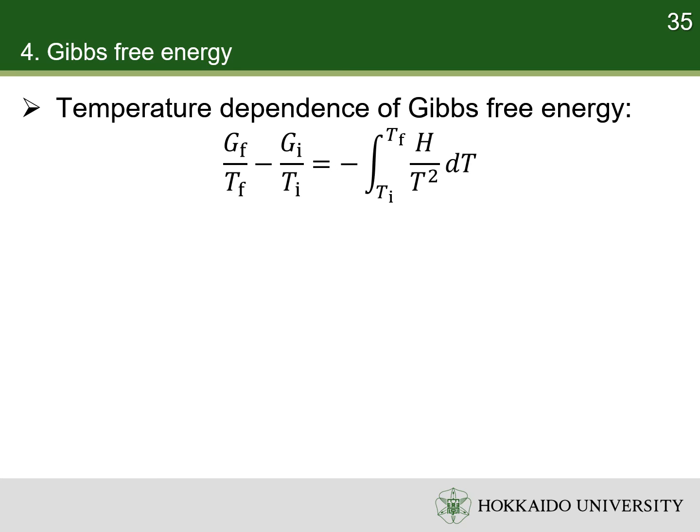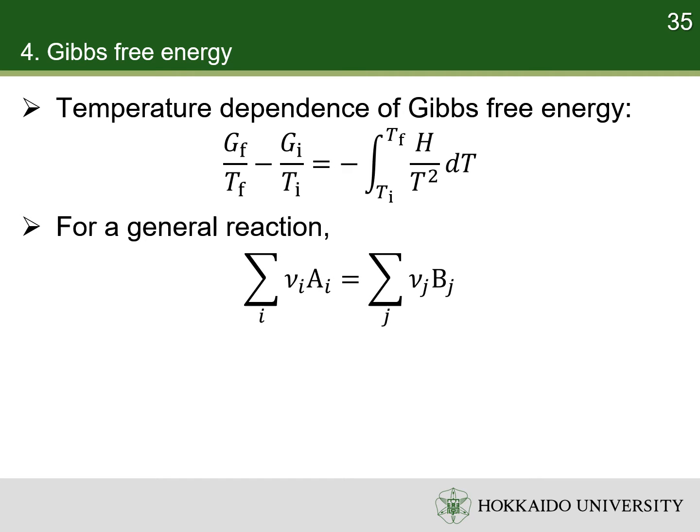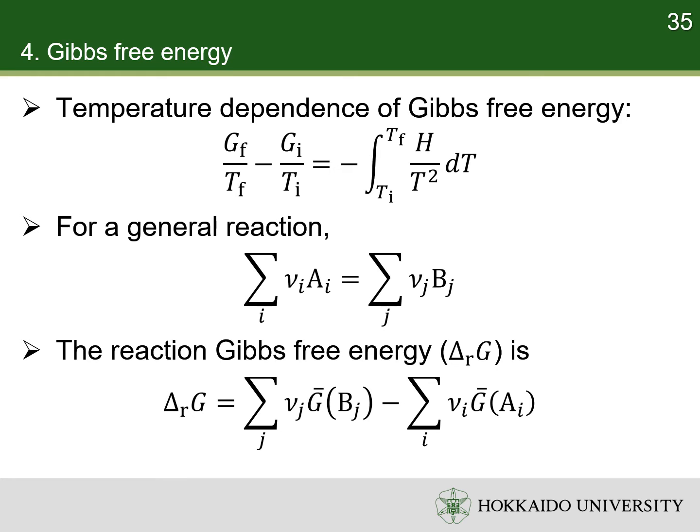The relation between Gibbs free energies at different temperatures but constant pressure can be calculated by integrating the Gibbs Helmholtz equation. This is the precise way to evaluate Gibbs free energy at a temperature where the thermodynamic data are not provided. In a general chemical reaction, the reaction Gibbs free energy can be calculated from the Gibbs free energies of the reactants and products, similar to what we did for reaction enthalpy and reaction entropy.